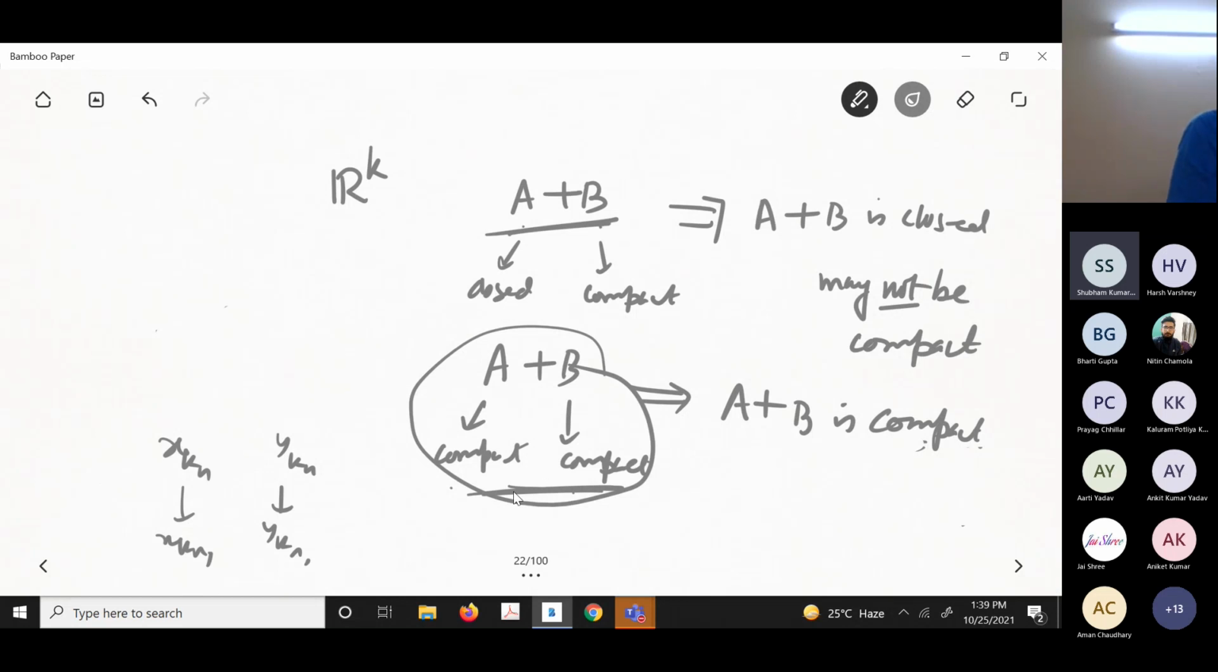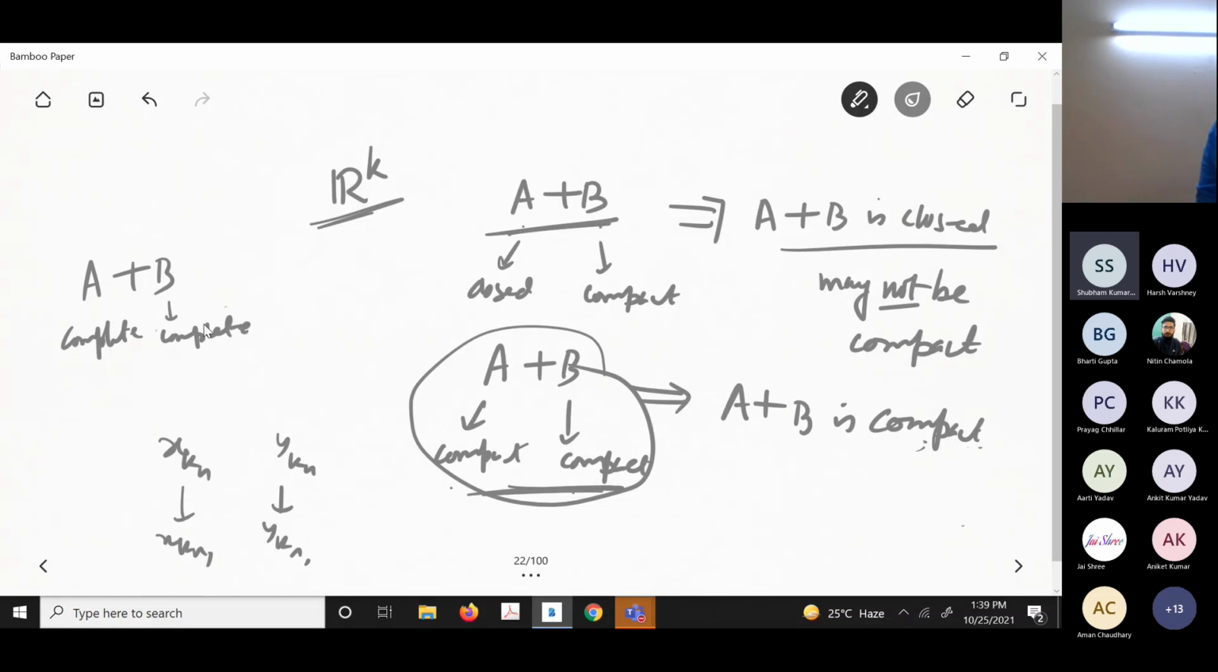In fact, in the metric space R^k particularly, I can consider complete subsets. You prove that if A and B are both complete subsets, if I replace closed by complete, it may not imply A plus B is complete. Even in R, you can find such a counterexample. Find an example in R.